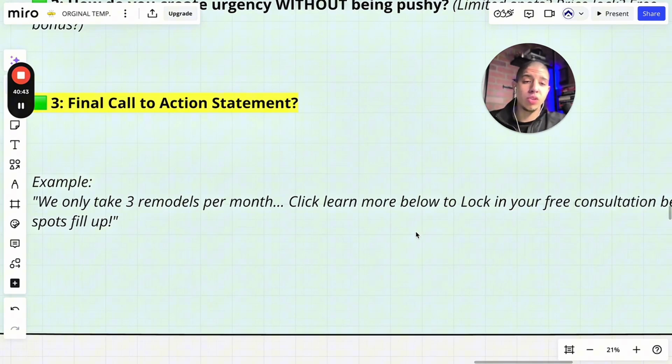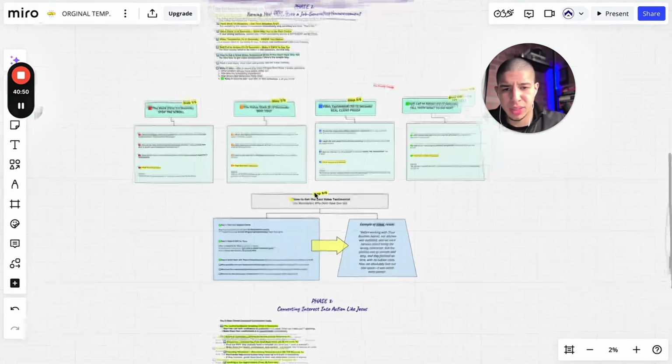Yo, even if they don't close, you put them in an email list and you provide value within 6 months. When they want to remodel, guess who they're going to call? Easy money, easy money, easy money.